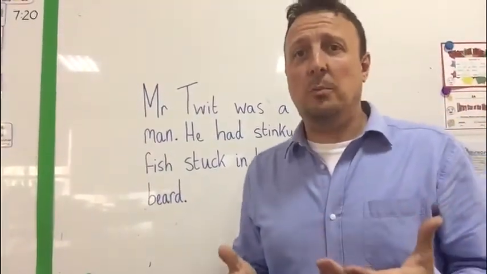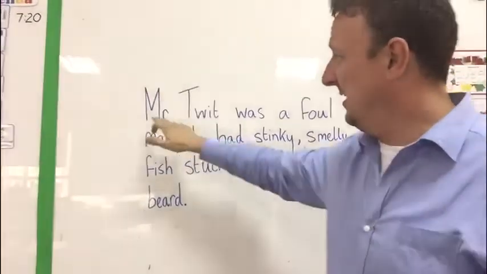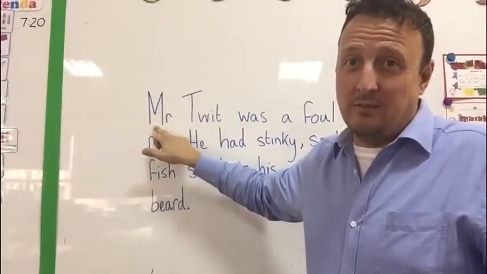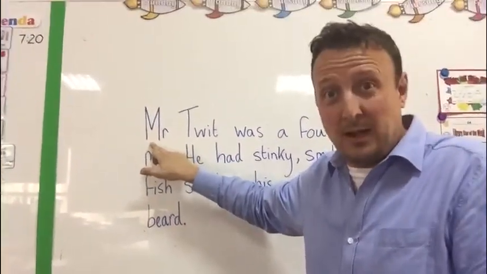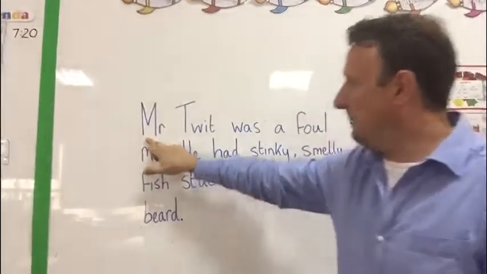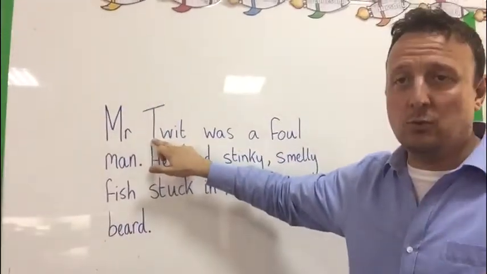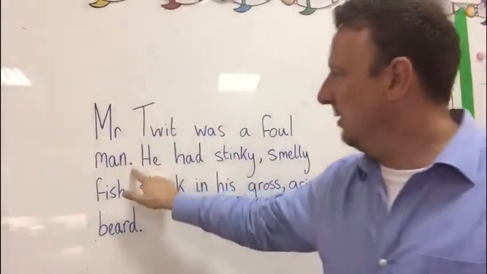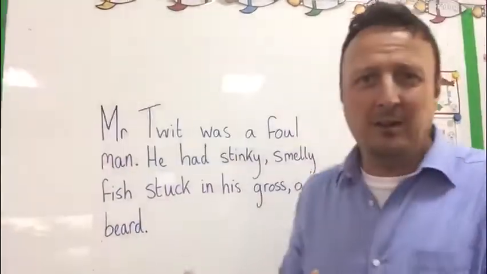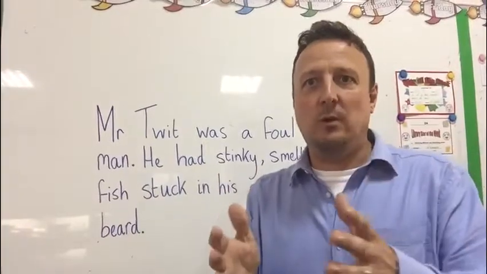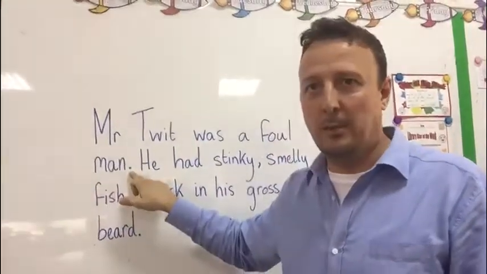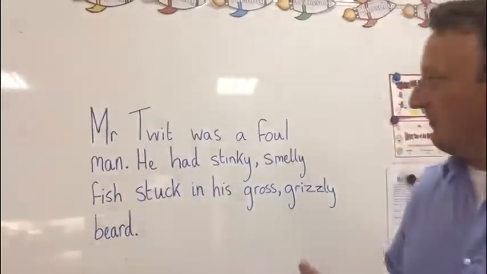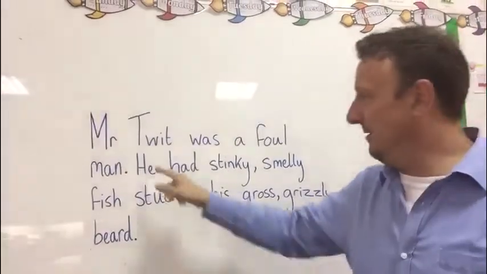Secondly, we were missing a couple of capital letters from the start. First one, because we need one at the start of a sentence, but also because it's a proper noun. It's a name. So, capital M in there, and a capital T for Twit, because it's Mr. Twit. It's his name. Next one, Mr. Twit was a foul man. That makes sense on its own. So that's where we need a full stop. First full stop goes in just there. After that, if we've got a full stop, we know we need another capital letter.